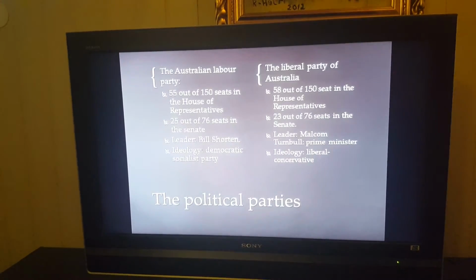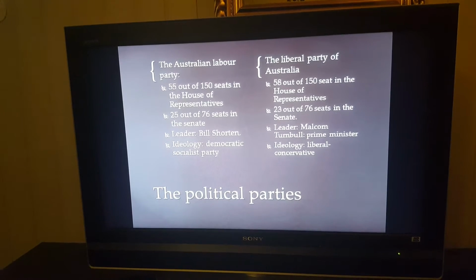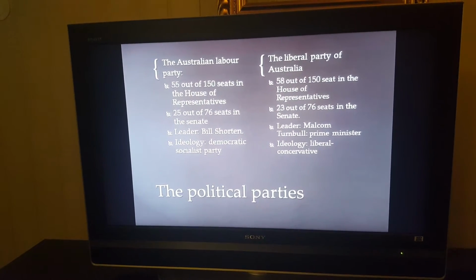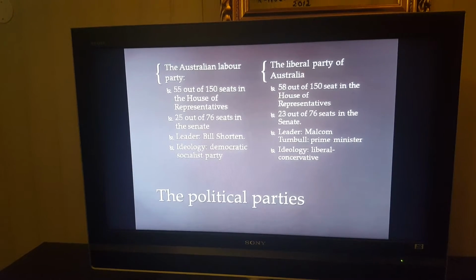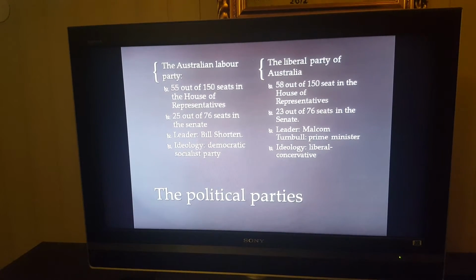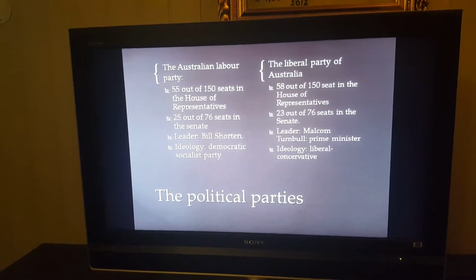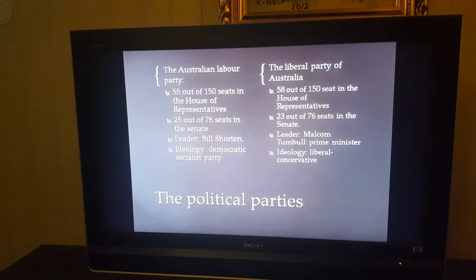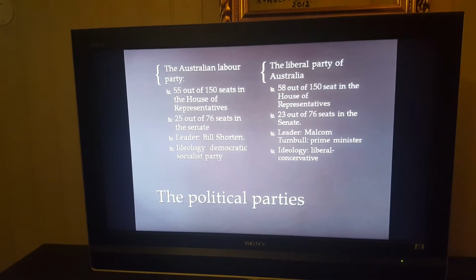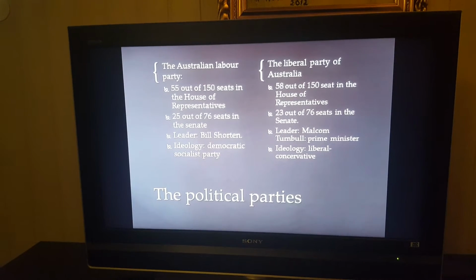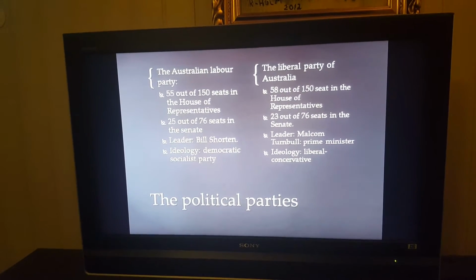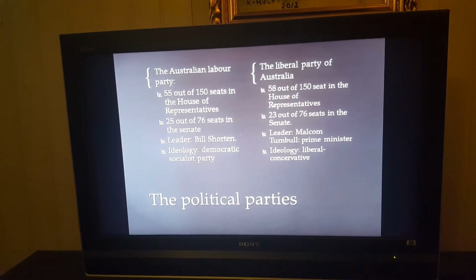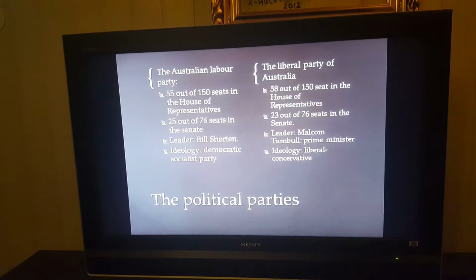And then I'm going to talk about the political parties. Australian politics operates as a two-party system, which means there are two dominating parties in the government. In Australia's case, it's the Australian Labor Party and the Liberal Party of Australia. The Australian Labor Party has 55 seats out of 150 seats in the House of Representatives and 25 out of 76 seats in the Senate.